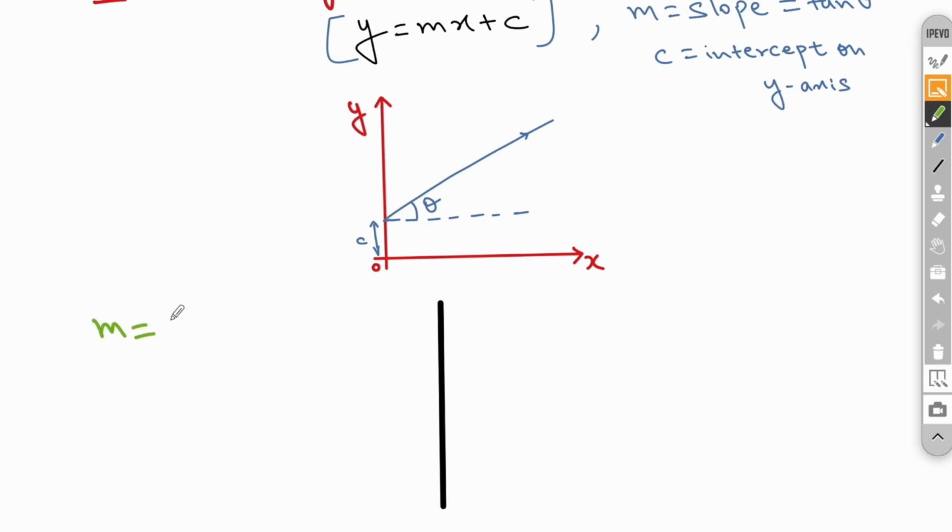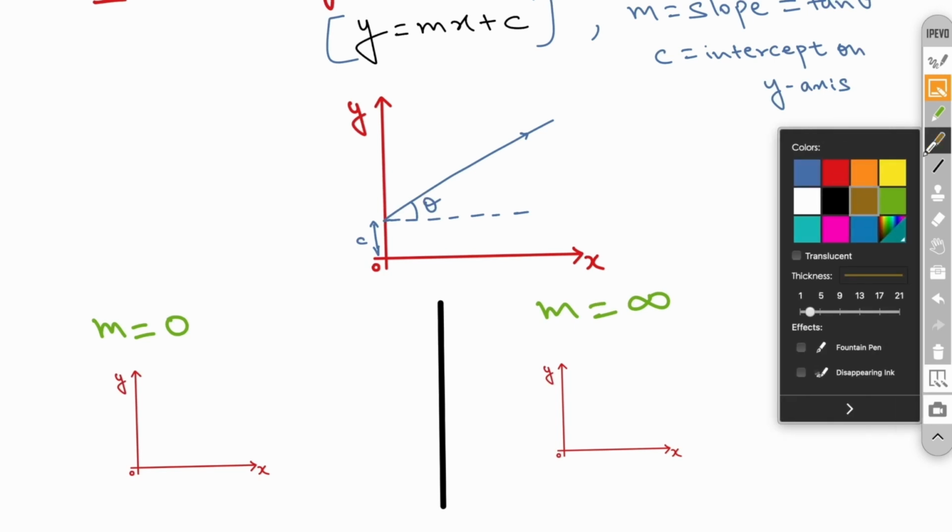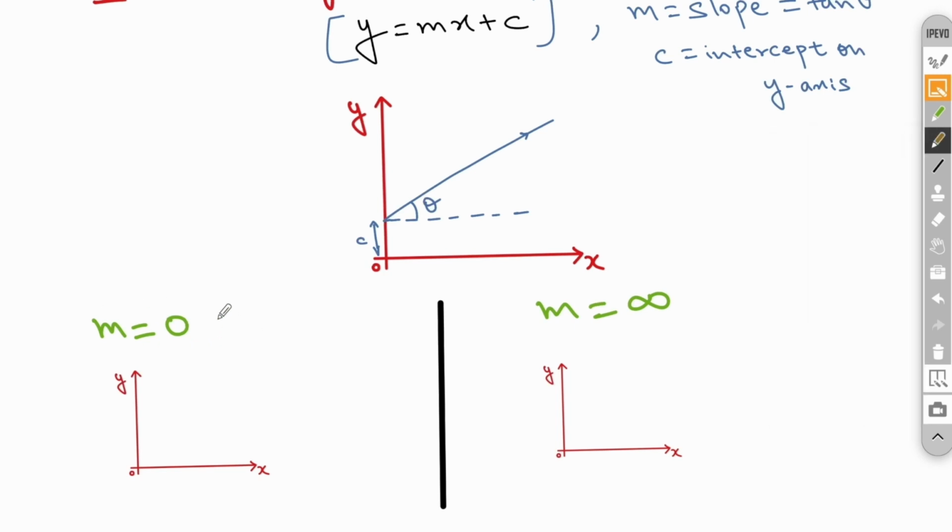We will discuss these two cases: when m is equal to 0 and when m is equal to infinity. When m is equal to 0, this means that tan theta is equal to 0, which means slope is 0. So when tan theta is 0, you know what the value of theta is? Theta is also 0. So this line will be parallel to the x-axis. It will look something like this.